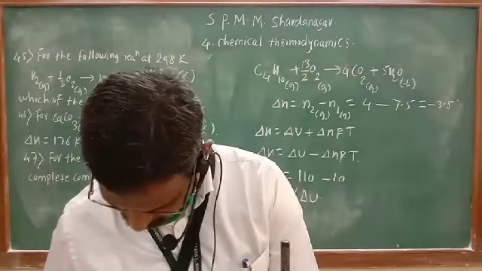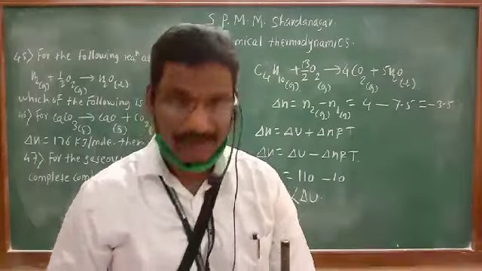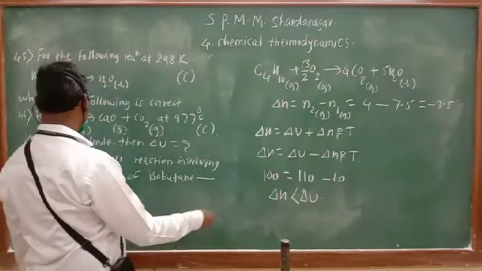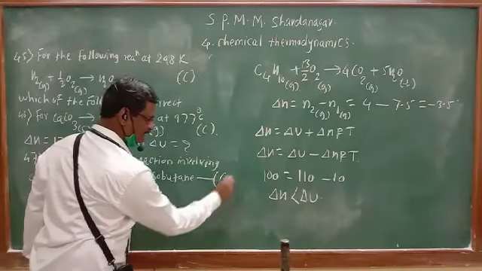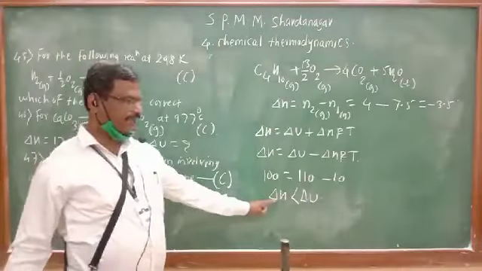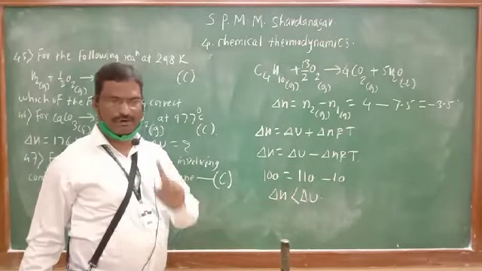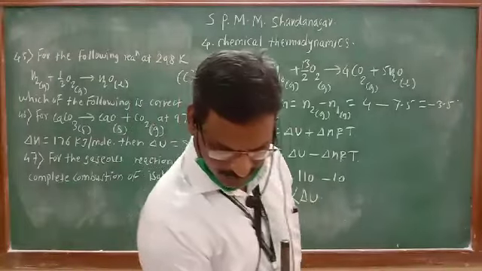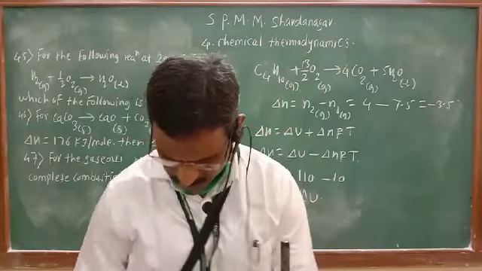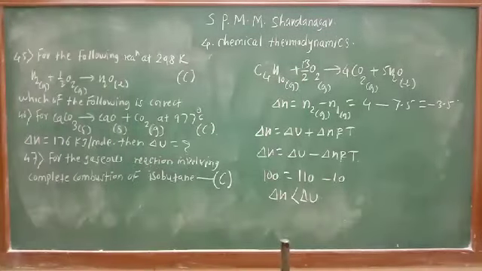And they have given 4 options. Out of that, option C is correct. Option C, in which they have given delta H less than delta U, is correct. Now let us see question number 48.